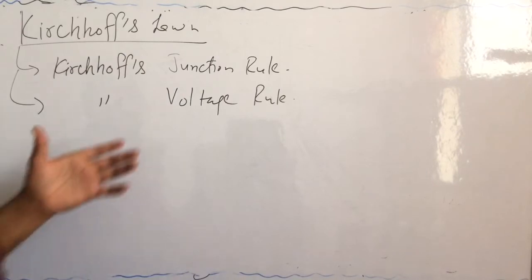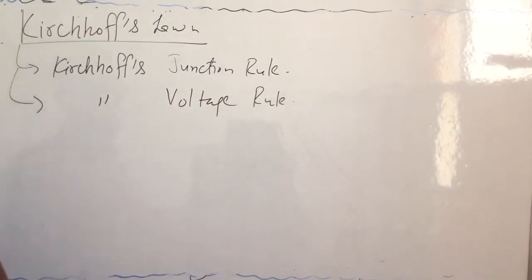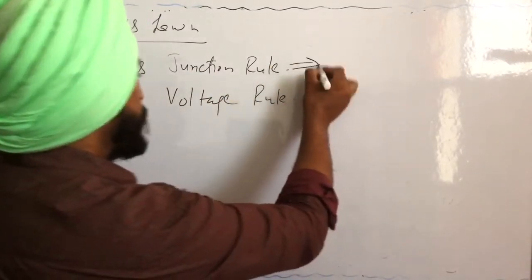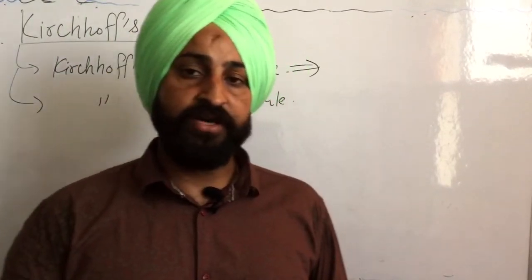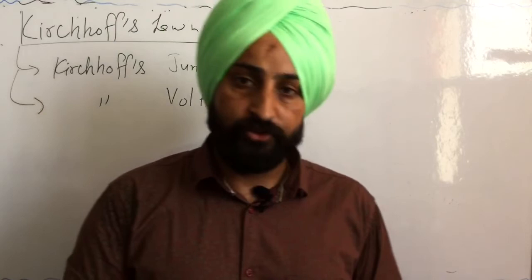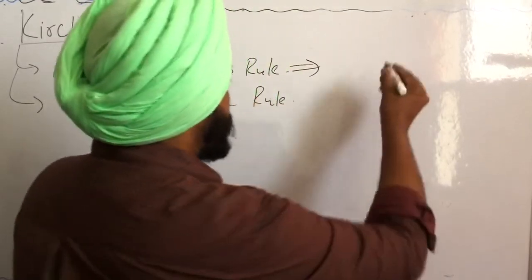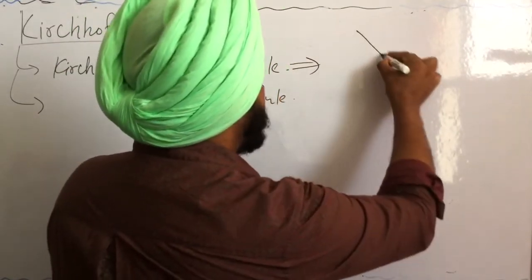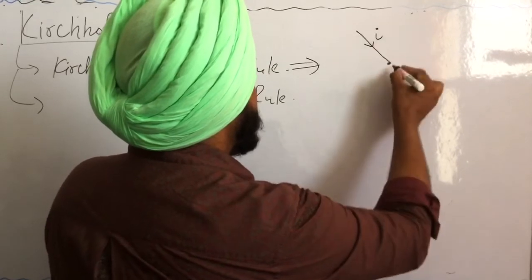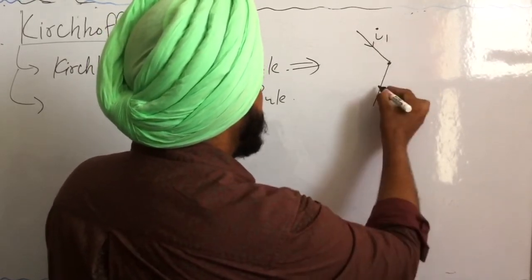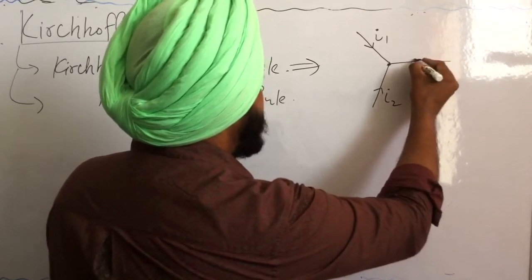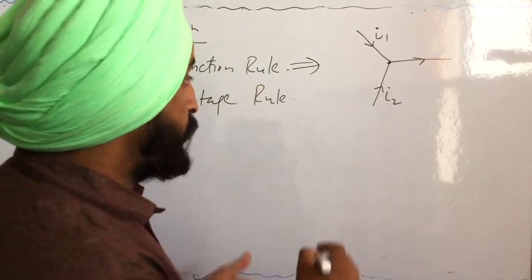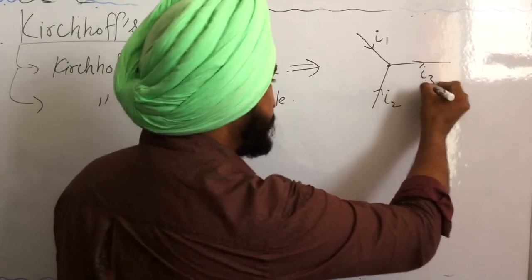So we have Kirchhoff's junction rule and Kirchhoff's voltage rule. So what is Kirchhoff's junction rule? According to this rule, the total amount of current entering or leaving a junction is equal to 0. So let us suppose we have a junction over here. The current coming from this direction is I1 and the current coming from this direction is I2, and the current leaving in this direction would be equal to I3.